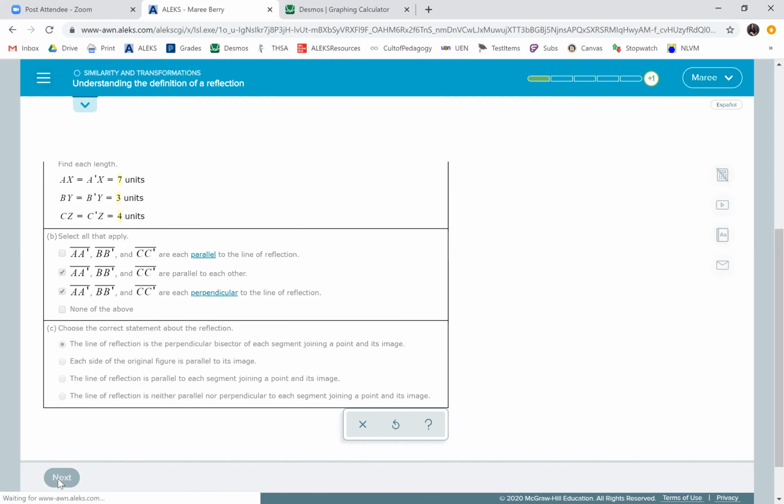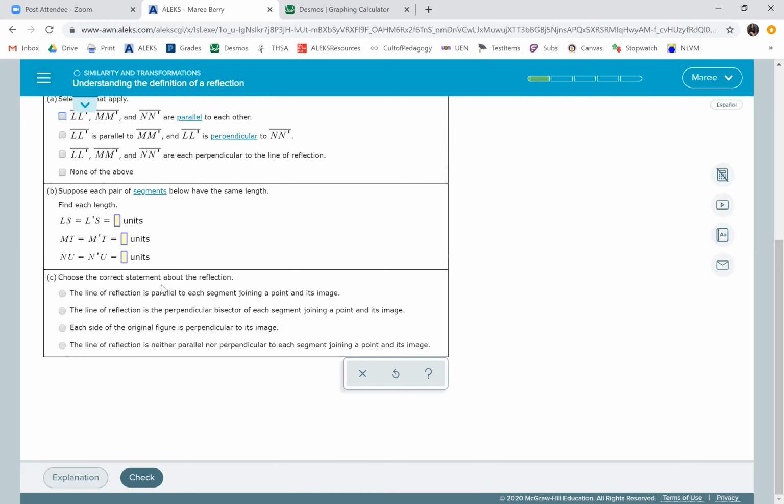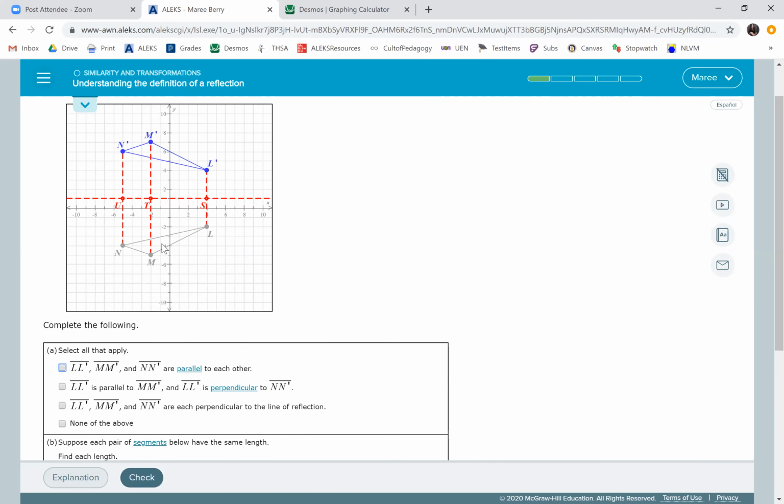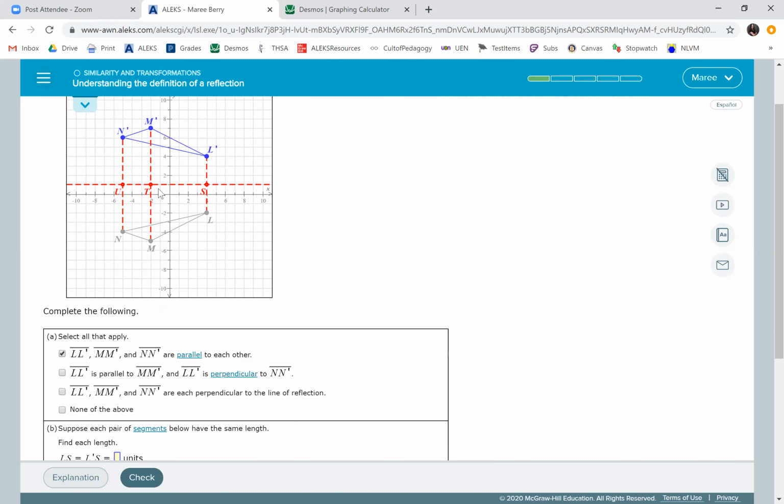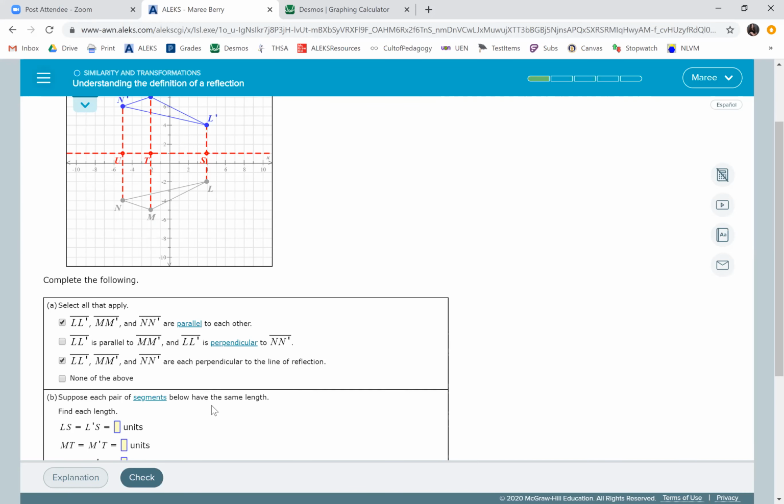Okay, let's do another one. So we're saying that this triangle LMN is reflected to get L prime, M prime, N prime. Those segments are parallel to each other. Yes, that's true. L prime perpendicular to N prime? No, that's not true. It's all parallel to each other. And they are all perpendicular to the line of reflection. Yes, that's always true.